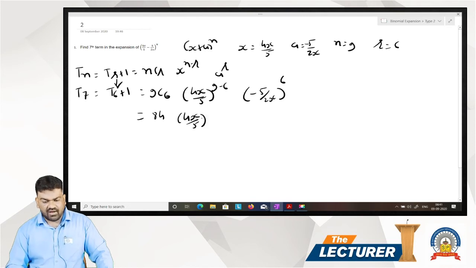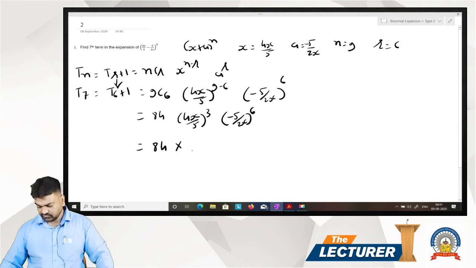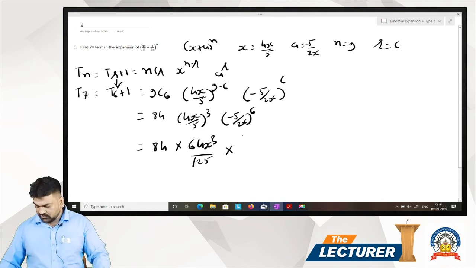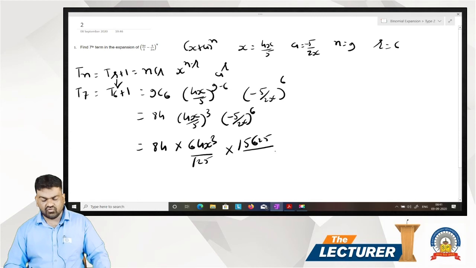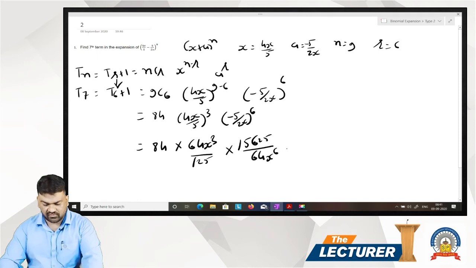(4x divided by 5)^3 minus (5 divided by 2x)^6. 4 cubed is 64, x cubed, 5 cubed is 125, minus, 5 to the power 6, 5^6 is 15625, divided by 2x cubed, that is 2^6, 64 x^6.